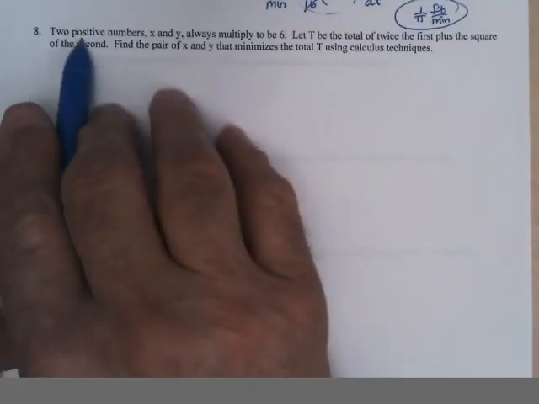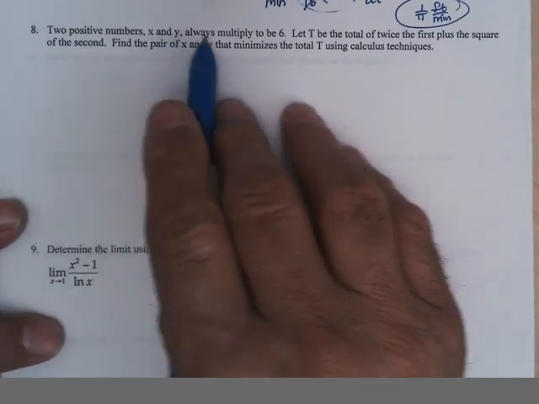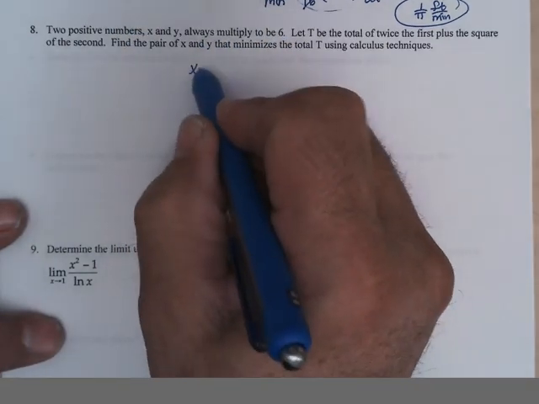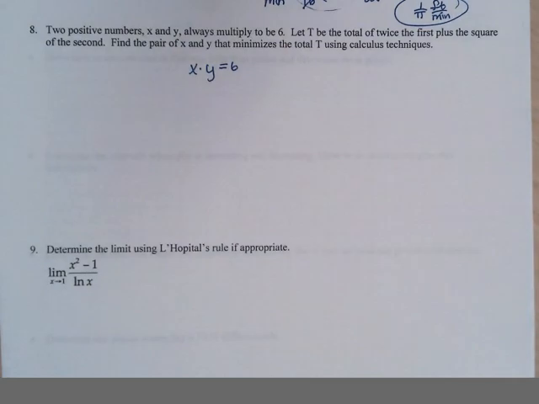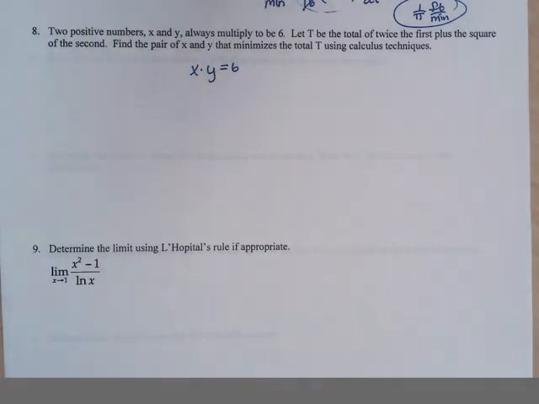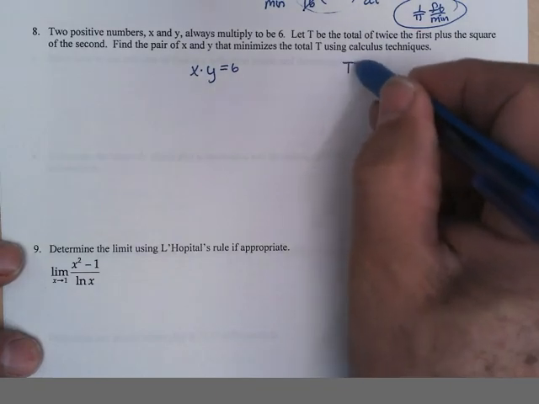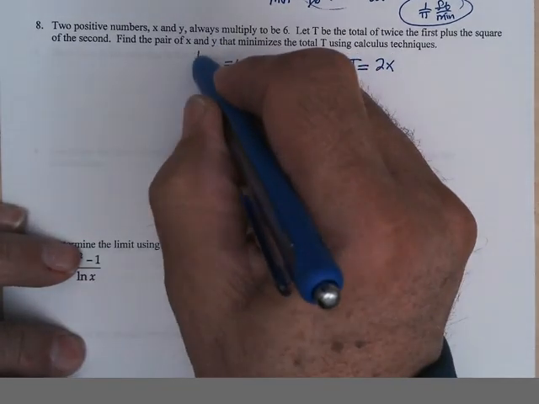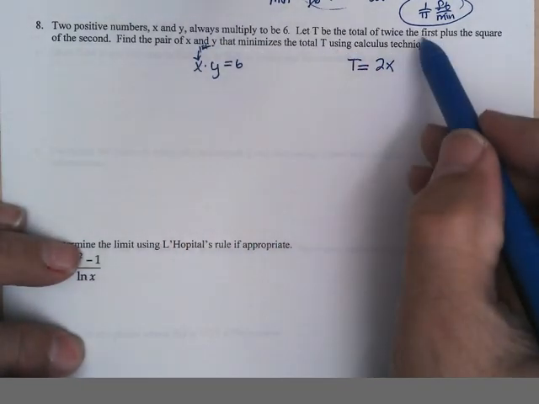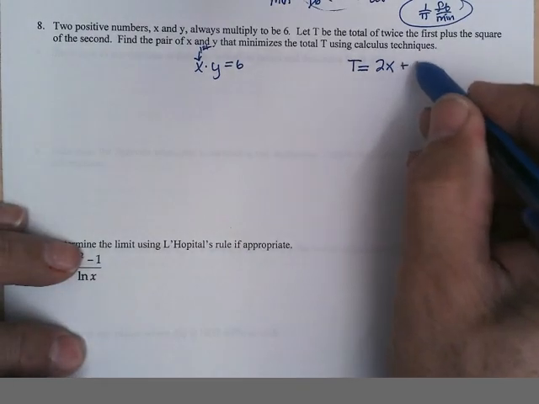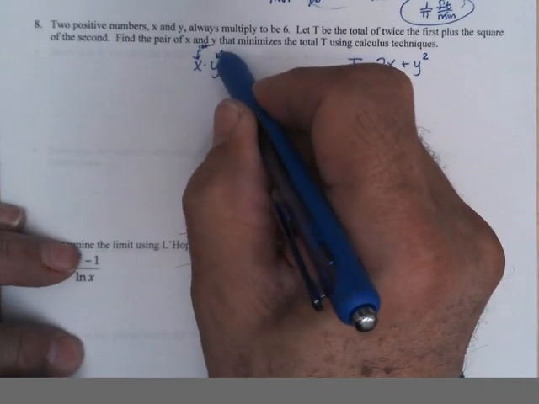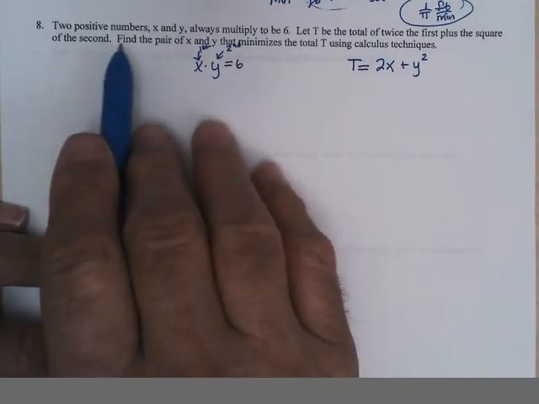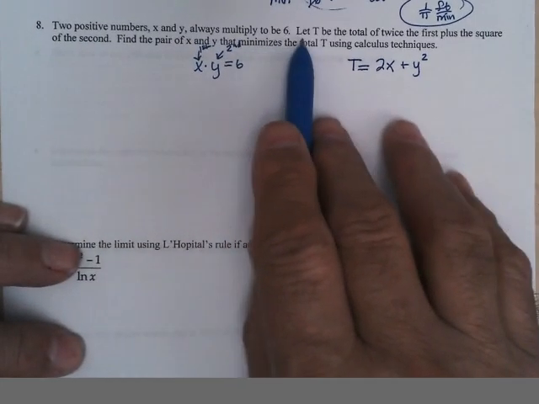Okay, now we have 2 positive numbers, x and y, that always multiply to be 6. So x times y equals 6. Let t be the total, so we've got to add totals, from an add problem. Let t be the total of twice the first, so I'm making x my first, plus the square of the second. That y would be the second. Find a pair x, y that minimizes the total t.